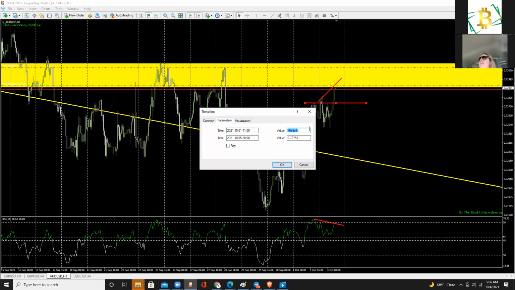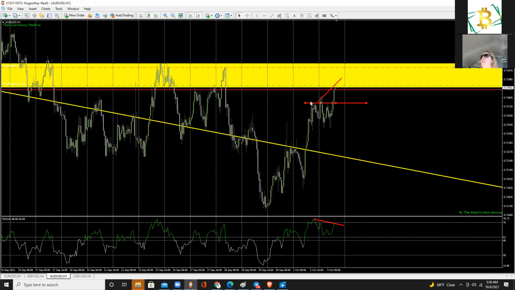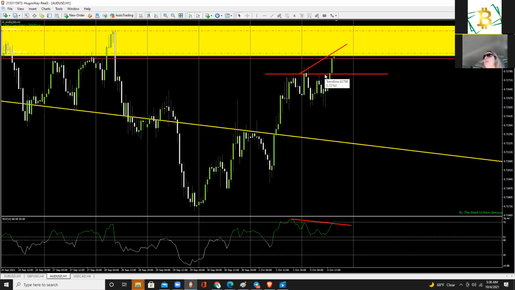Again, all I do to make sure I have a straight line, copy the first value, paste it in the second value, and you have a successful straight line drawn by a trend line. Now, with this being said, we are now in a trigger level. We are at a resistance level on the higher time frames.